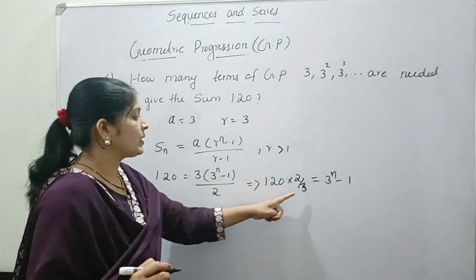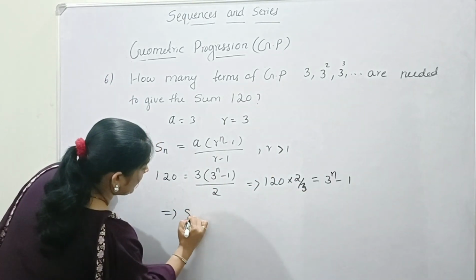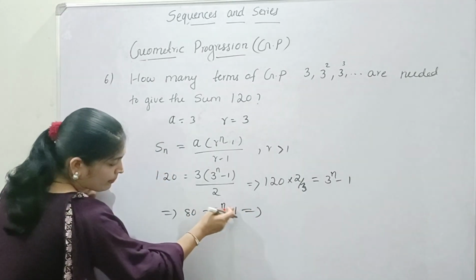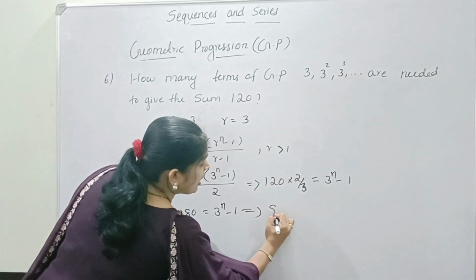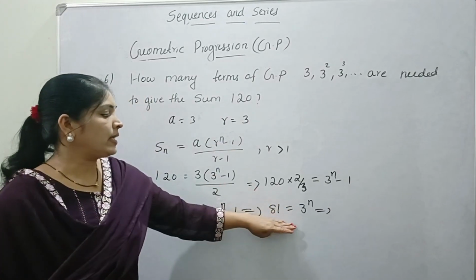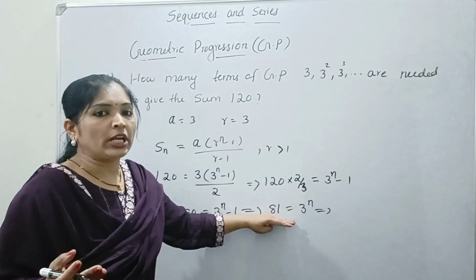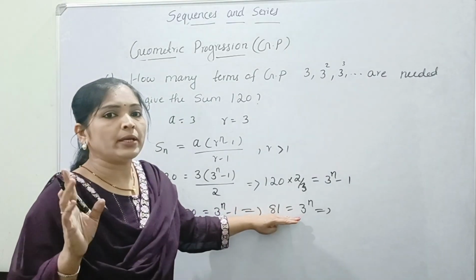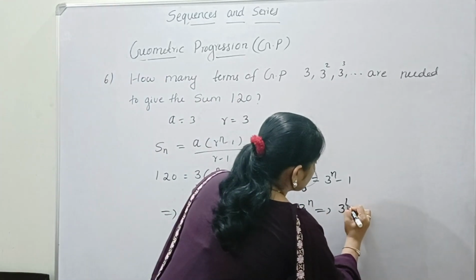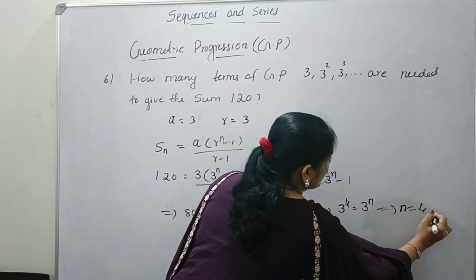So this will become, 3 4s are 12, so 40. 40 into 2, 80. 80 is equal to 3 raised to n minus 1. That implies take minus 1 to the left side, so it will become 81 is equal to 3 raised to n. We know that 81 is nothing but, how can we write it in power of 3? 81 is nothing but 3 raised to 4, right? So 3 raised to 4 is equal to 3 raised to n. That implies n is equal to 4.